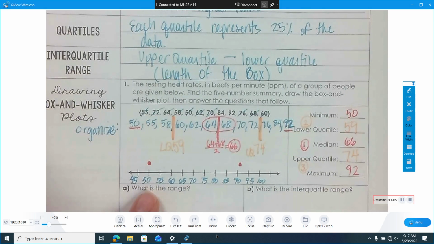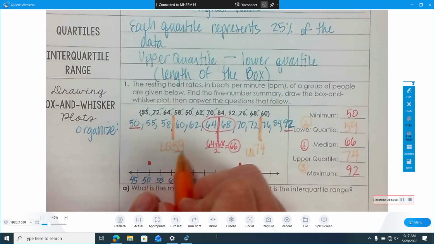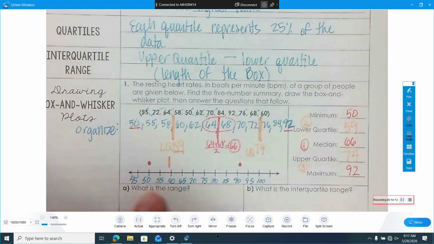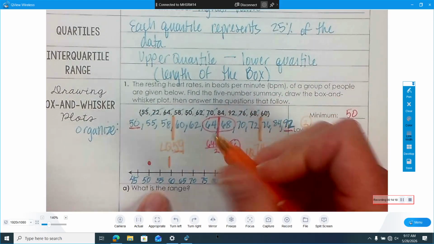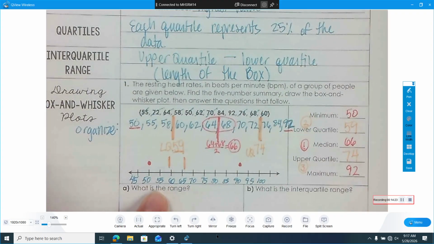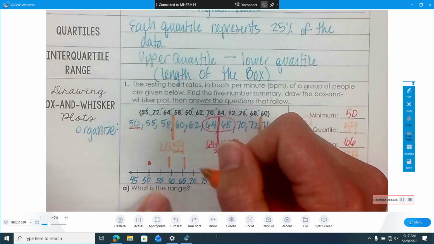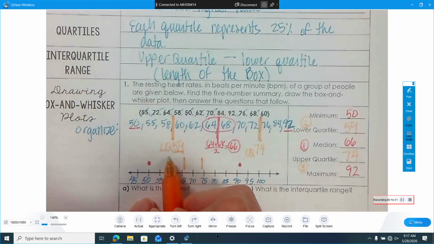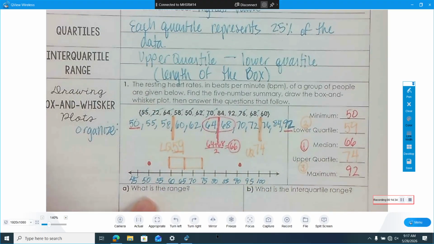Okay? All right. And then I have my quartiles. I'm going to use my orange here, and I am going to draw my box starting at my lower quartile of 59. At 59, I'm going to put my little vertical line, because that's going to start my box. At 66, I'm going to put my little vertical line. That's the middle of my box. And at 74, I'm going to put my vertical line. These are 3 lines that I'm just going to connect right across the top, and I just created my box.